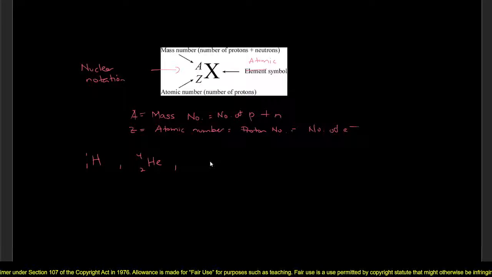So for example, for the next 3 elements, lithium, beryllium, and boron, the atomic numbers would be 3, 4, and 5. If you are to do some research, you would be able to determine the mass numbers for the next 3 elements. Right, so I'm just going to insert them into the slide.